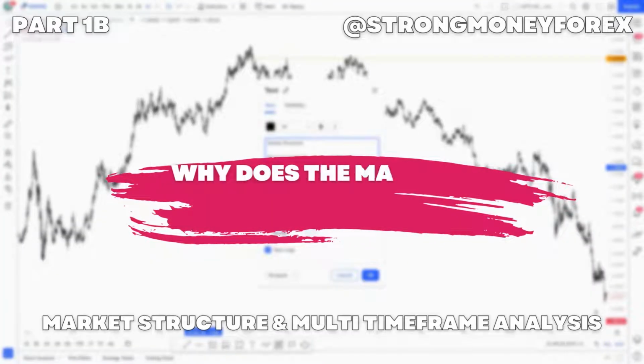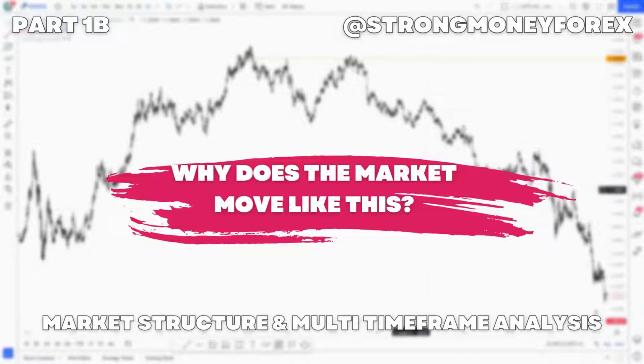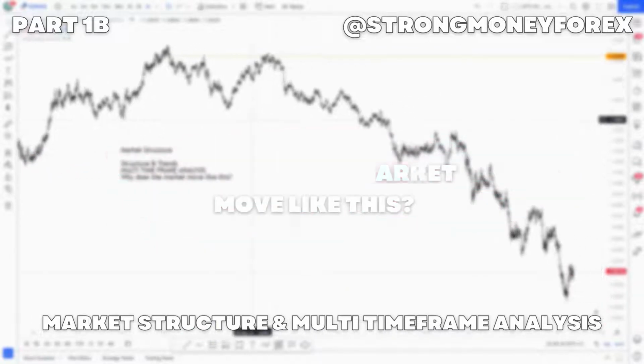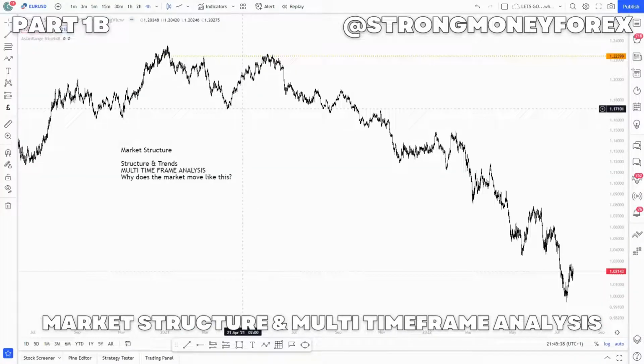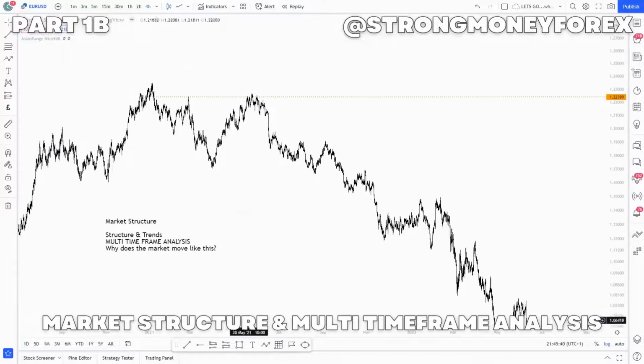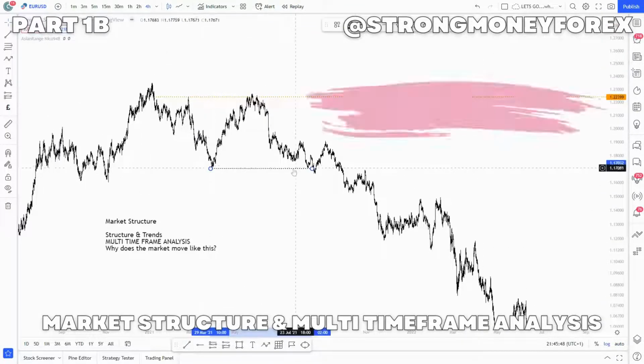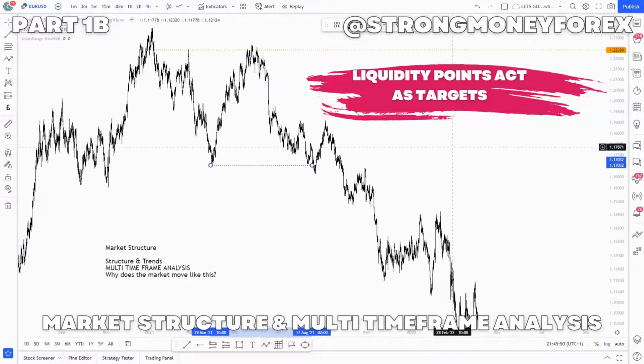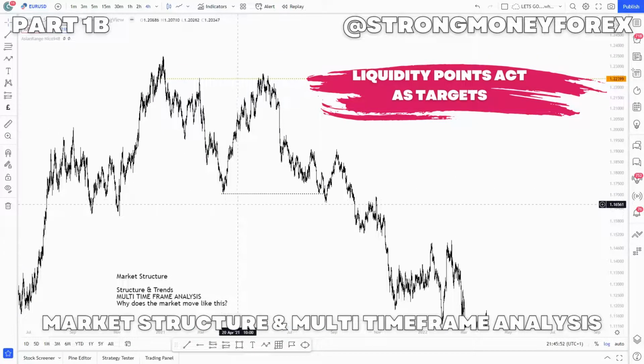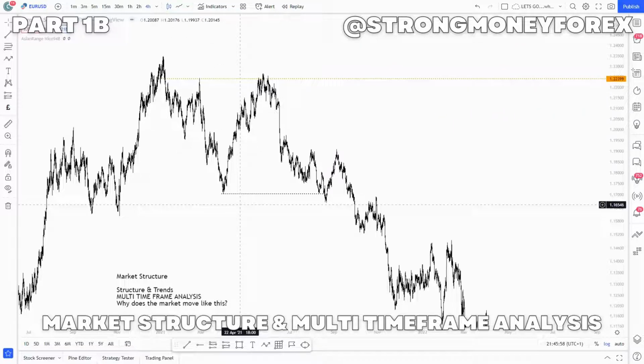Why does the market move like this? Okay, so I don't want to overload you guys with loads of really complicated information, but basically what happens within the market is there's what's called liquidity points. There's money sat beneath these points that the big institutions ultimately want to take out. They move the market in various directions. They target lows, they target highs, and they target other traders ultimately.